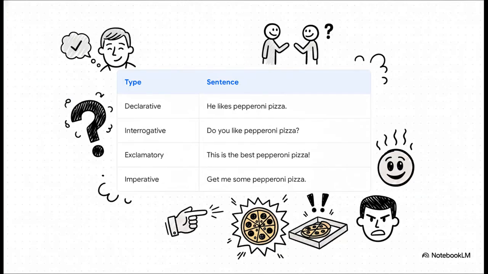Okay, let's bring it all home with our pizza example. You can state a simple fact: "He likes pepperoni pizza." Declarative. You can ask someone, "Do you like pepperoni pizza?" Interrogative. You can show some serious enthusiasm: "This is the best pepperoni pizza!" Exclamatory. Or you can give a command: "Get me some pepperoni pizza." Imperative. See that? The exact same topic, but 4 completely different messages.